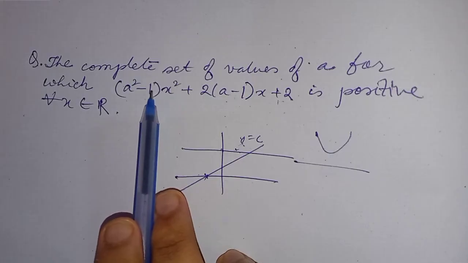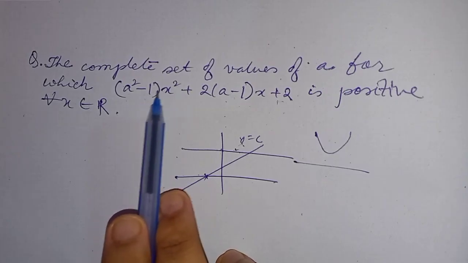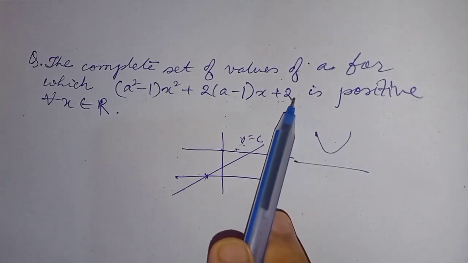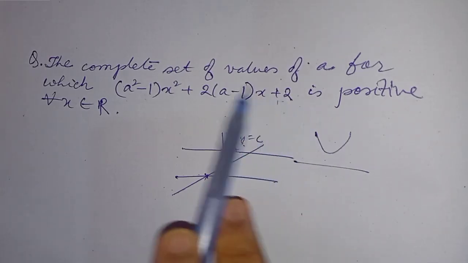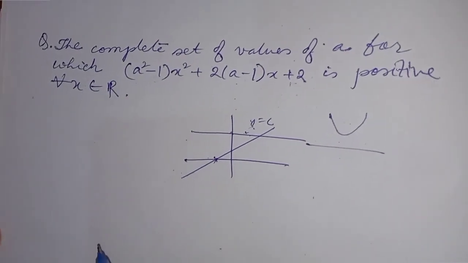We have to analyze the graph and we have to know that this also happens, that is, when the x square term vanishes, the linear term also vanishes, we get a constant term, and that constant term, if it is positive, this whole expression will also be positive in that particular case. Now let me proceed with the solution.